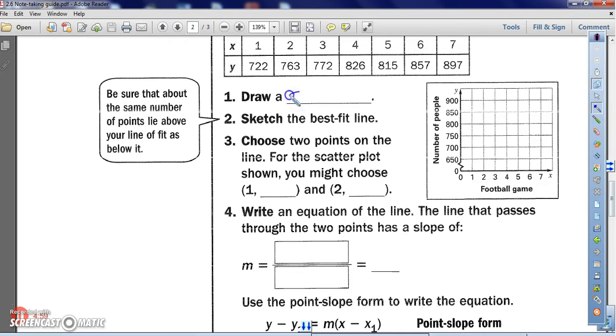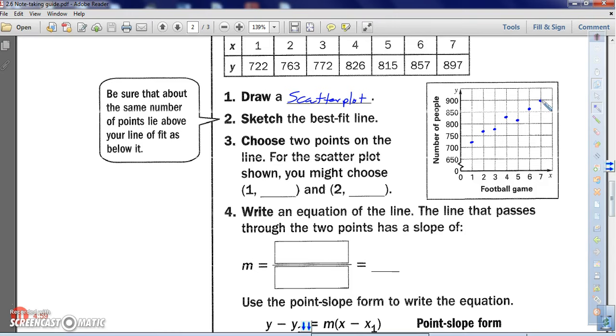And so to draw a scatter plot, we just simply plot the ordered pairs. So (1, 722), it's going to be about there. (2, 763), (3, 772), (4, 826), (5, 815), (6, 857), and (7, 897). So there's where the points would be, and as you look at those points, they do sort of resemble a line that goes uphill. So it looks like a positive correlation in this problem.